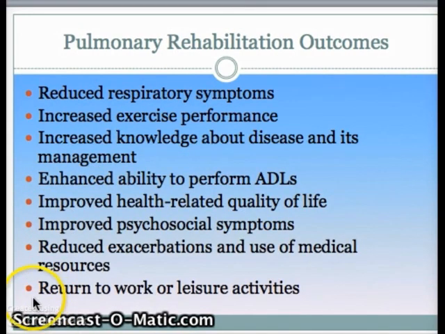And these would be the pulmonary rehab outcomes: reduced symptoms, increased exercise performance, the ability to perform ADLs, psychosocial symptoms are under control, reduced exacerbation of disorders or any kind of comorbidity, and then return to work or leisure activities. And this is it.